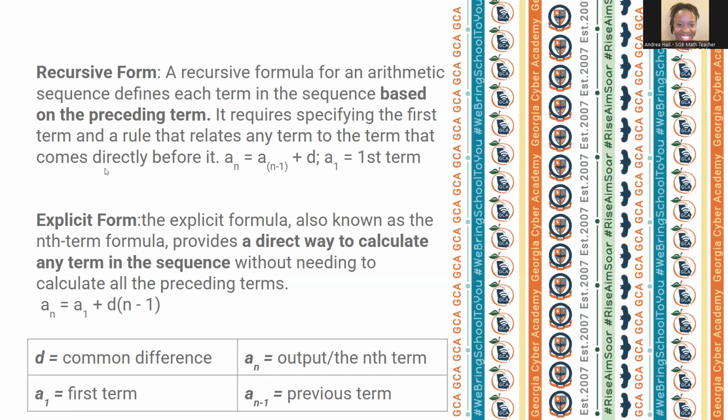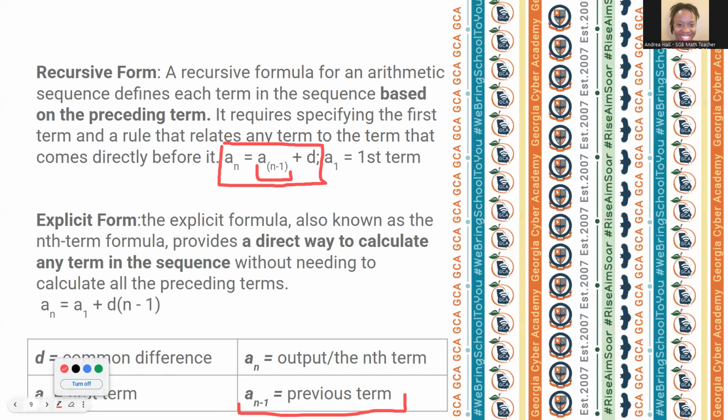that comes directly before it. So A sub n equals A sub n minus 1, that represents previous, plus D, and then you have the colon, and then A sub 1 equals the first term. All right, so this is the formula. Now this, yay for you guys, is actually on the formula sheet. A sub n is your output or your nth term, equals A sub n minus 1, which means previous term, plus D, which is the common difference. And then A sub 1 is your first term.